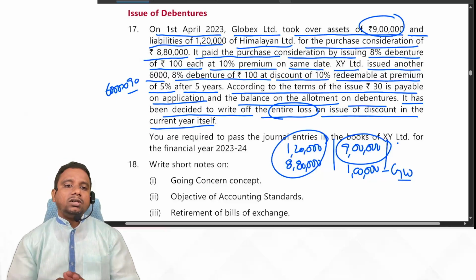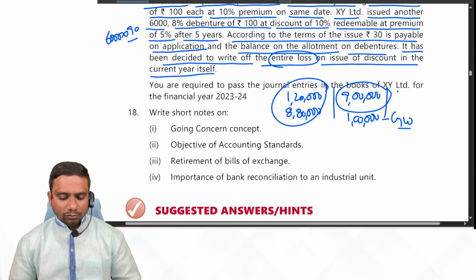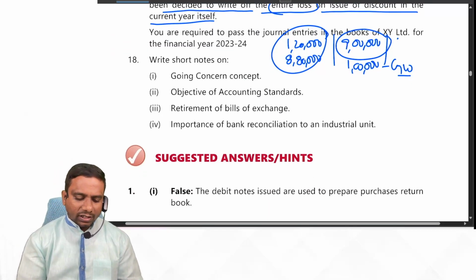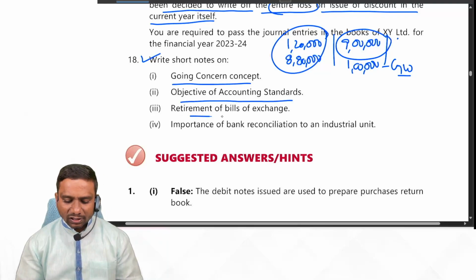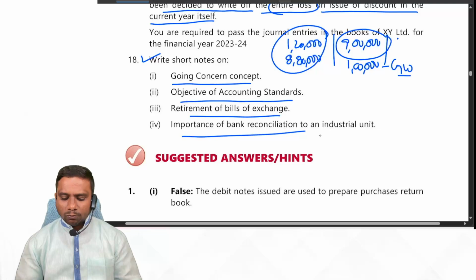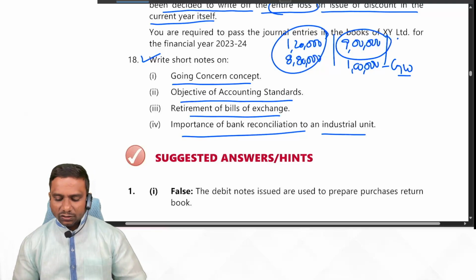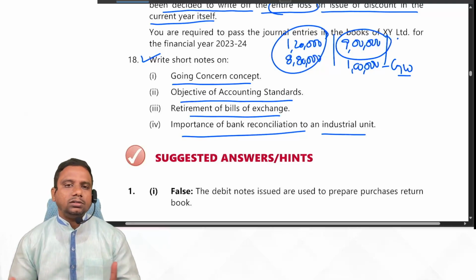So these are our RTP explanations, students. Now here they have given short notes on going concern concept, objective of accounting standard, retirement of bills of exchange, and importance of bank reconciliation to industrial units. These questions you can prepare.